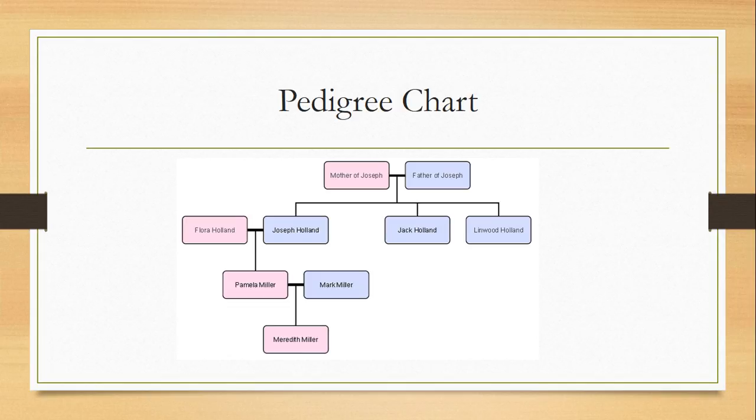I am interested in my mother's side of the family. So you can see that from Pamela Miller, my mother, I have her parents listed, Flora and Joseph Holland, and I'm really interested in tracking down the names of my great-grandparents on my maternal grandfather's side, so that means my mother's father's side of the family. And to help me with that, I have found as much information as I can from my grandfather about his family. I have the names of his brothers, and so that information is going to help me.